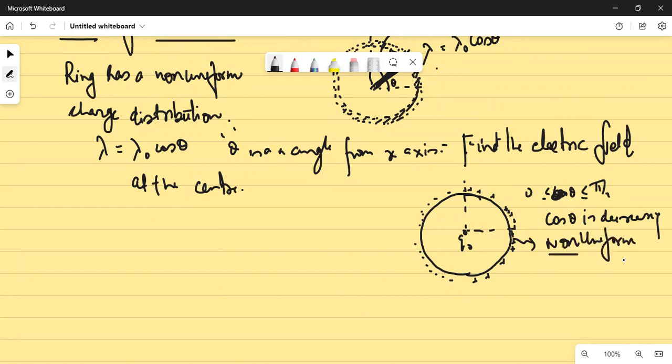Such a distribution cannot occur on a metallic surface, because we know that on a metallic surface the charges distribute themselves uniformly. Is that clear? So we have to find the electric field at the center. How would we find the electric field at the center?